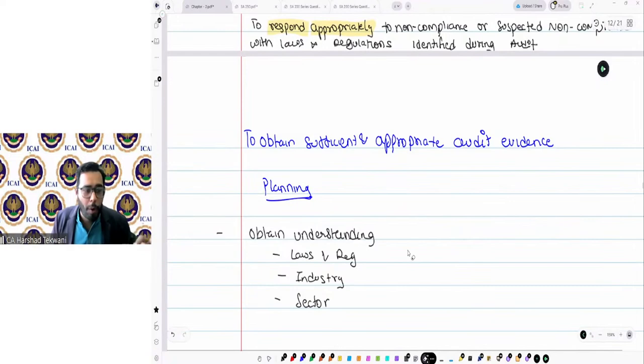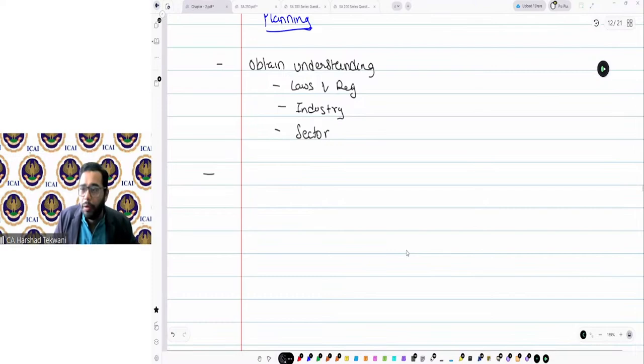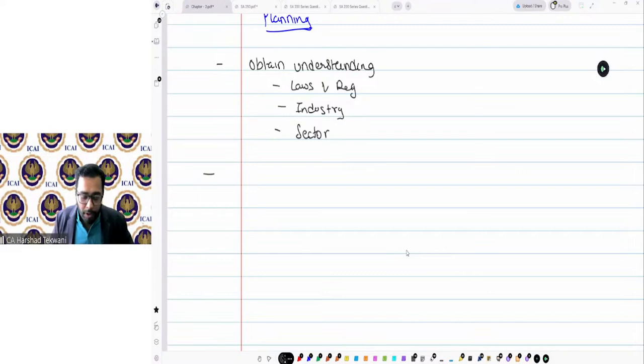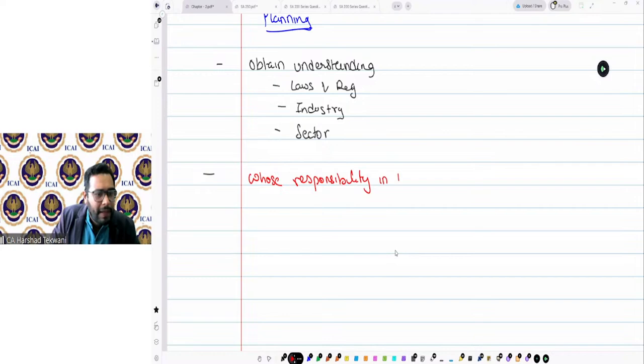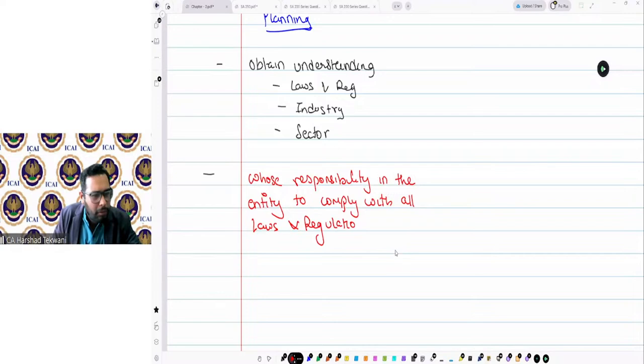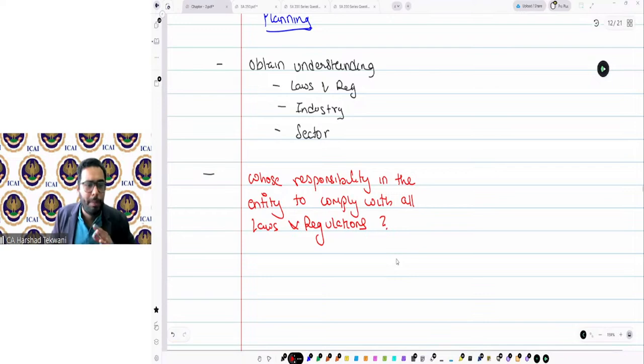Number two. Now, this will give you the first answer to this particular second thing that you need to do. Whose responsibility is it to comply with the law? So my question is, whose responsibility in the entity is it to comply with all laws and regulations? Simple question.